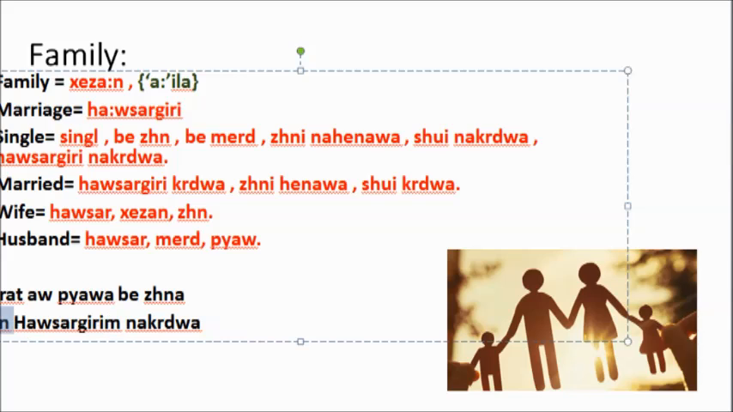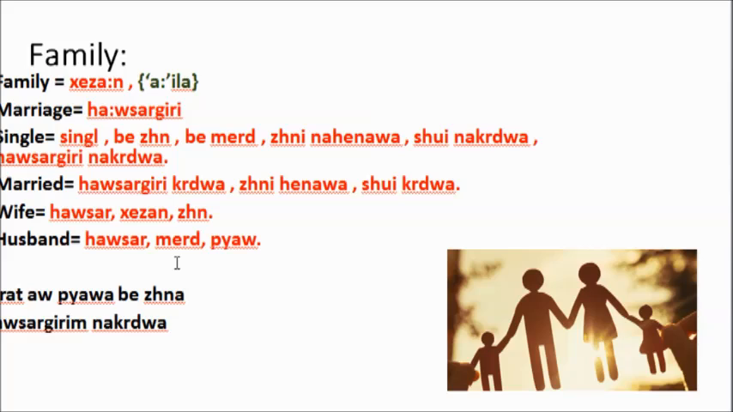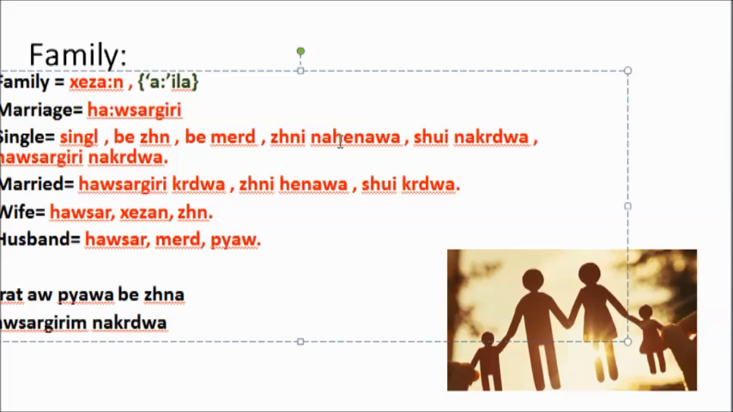But even if you omit the pronoun, that's okay. It still means I am. So basically, this means me. All right. Jni nehena means he didn't marry still. Shui nekerdua means she didn't marry. So this is for women. This is for men. Let's go to another one.